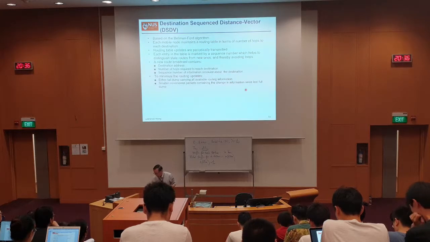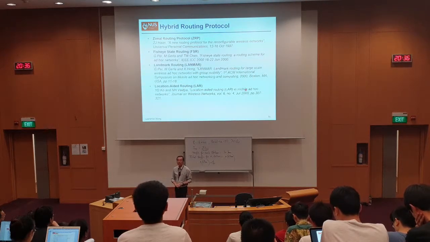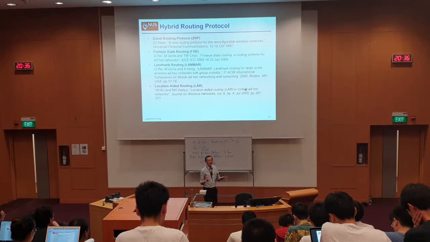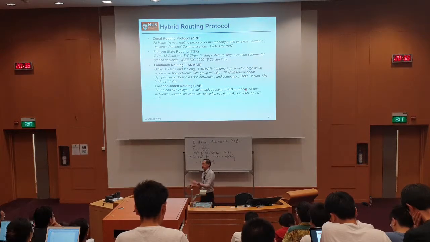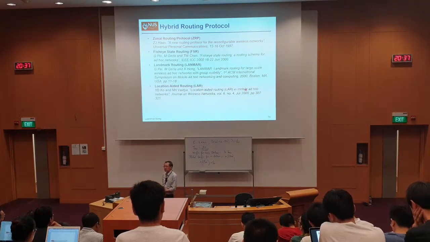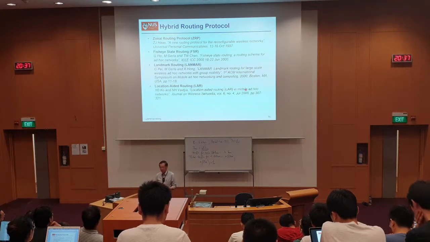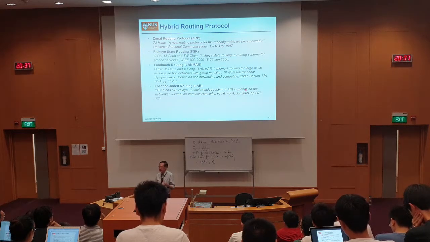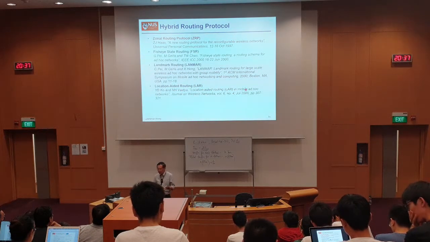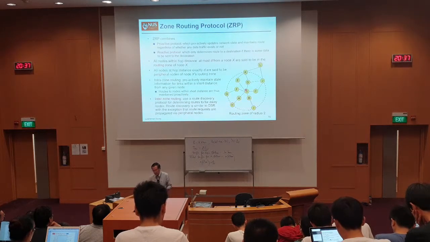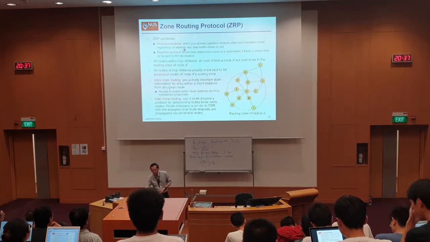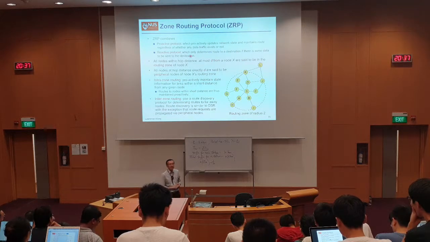The last one that I will cover is ZRP. ZRP is a combination of proactive and reactive. Okay, it's a combination of the two. It tries to bring together the best of those two. All right, how does it do it? As follows. It has both the proactive and the reactive.